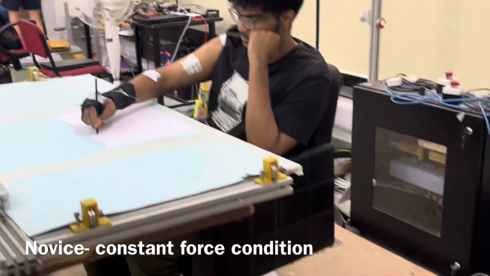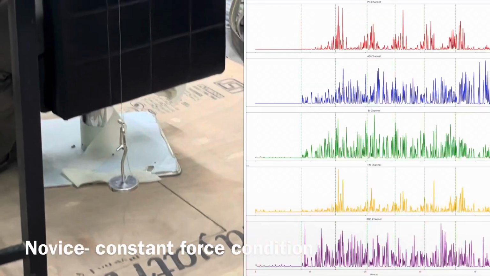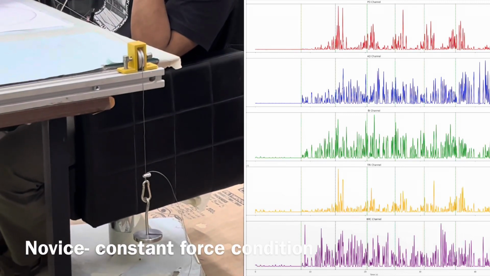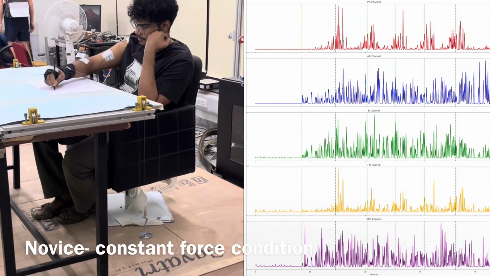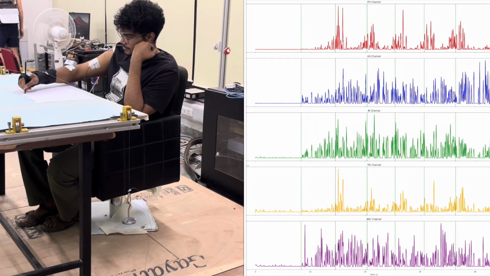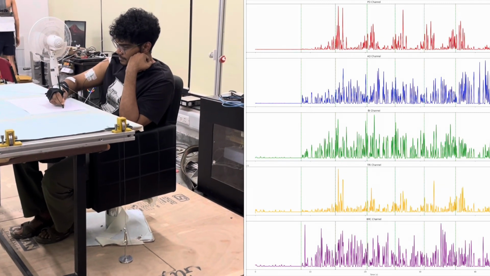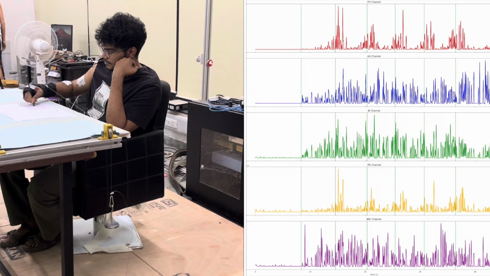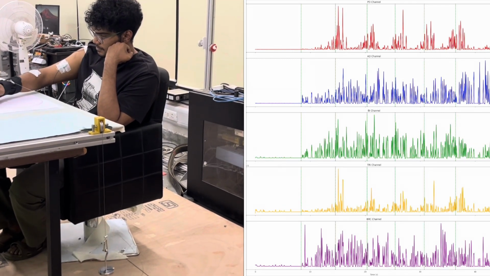Now we have the novice drawing the circle while there is a constant force attached to his pencil, and we see that there is a sharp increase in EMG across all muscles, and there is a more noisy pattern as well. The novice cannot finely adjust force output to compensate for the external load, and instead they increase overall muscle tone to fight the unknown forces.